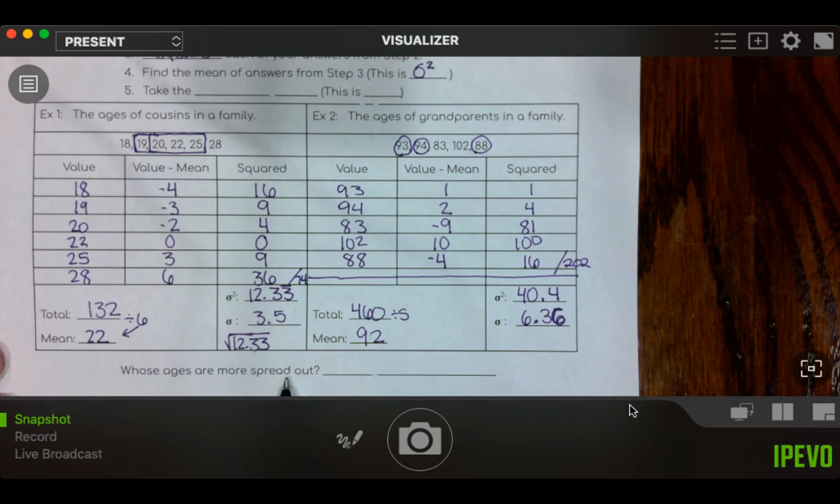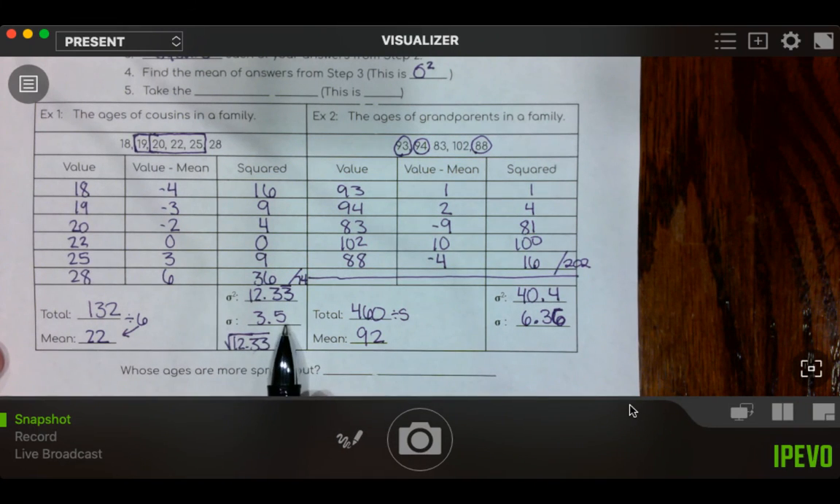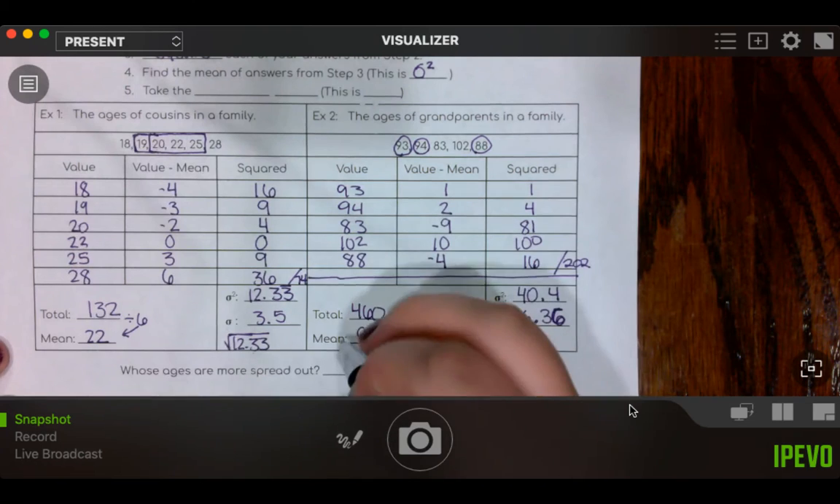Whose ages are more spread out? These were about 3 apart. These were about 6 apart. That's way further away. We want the smaller standard deviation to be closer together. So that would be the cousins.